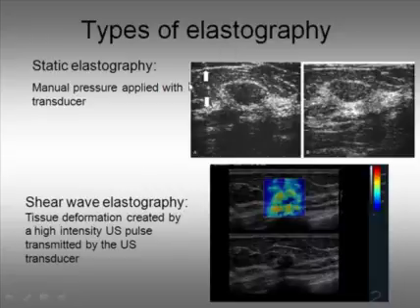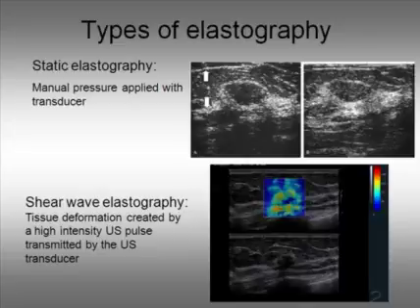Now, the other type of elastography is shear wave elastography. It's a very different mechanism. Unlike static elastography, where manual pressure is applied by the sonographer, and while the pressure is being applied, the color map, the elasticity map, is generated. In shear wave elastography, the sonographer simply scans the breast. There is no need to apply pressure. You're holding the transducer just as you normally would.